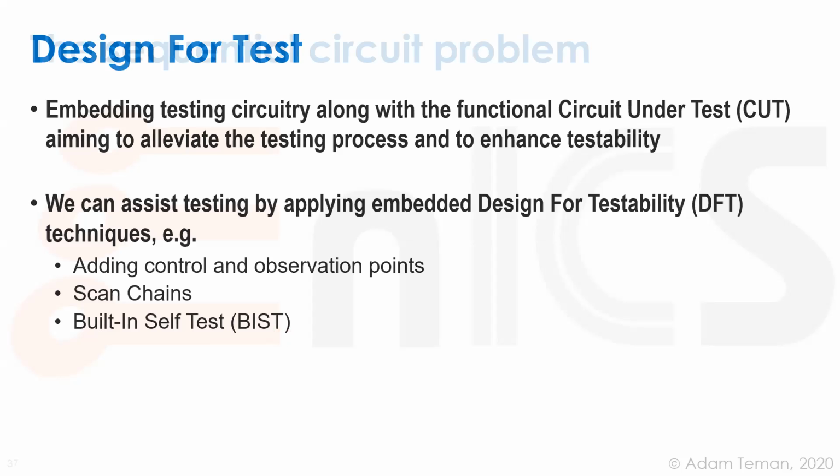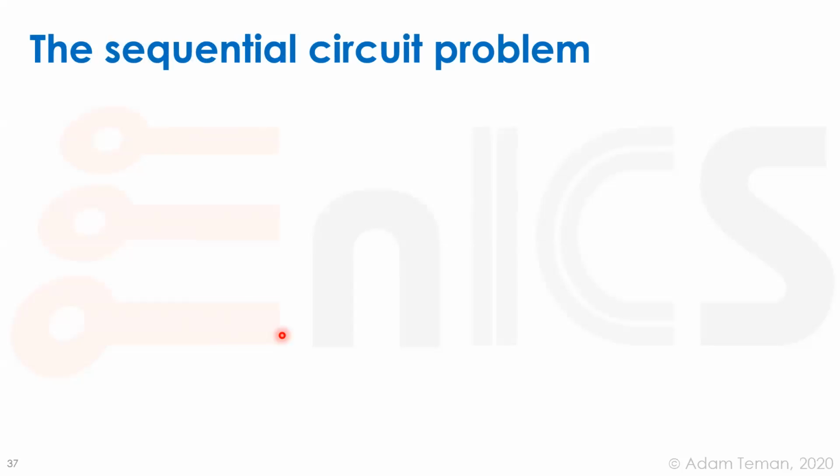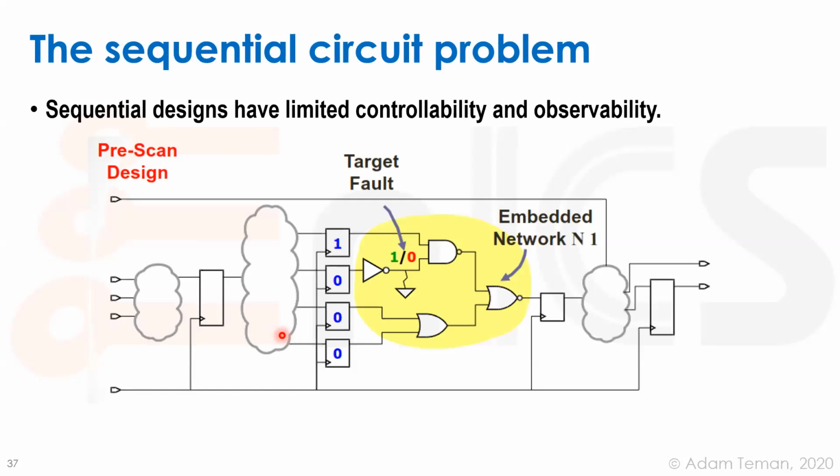Okay, so let's look at the sequential circuit problem. Again, they're very limited in their controllability and observability. I want to make a test on a circuit where I put 1, 0, 0, 0 here, and I look at the output and see if the faults that I wanted to simulate were simulated. But how do I get this 1, 0, 0, 0 here? And how do I see if it was a 1 or a 0 at the output? And the answer is, it's really, really, really tough.